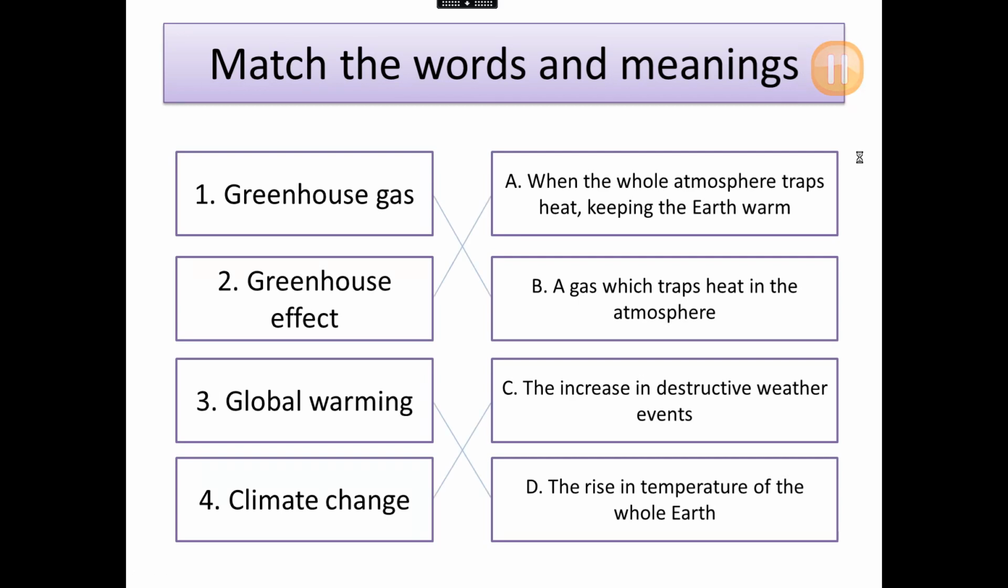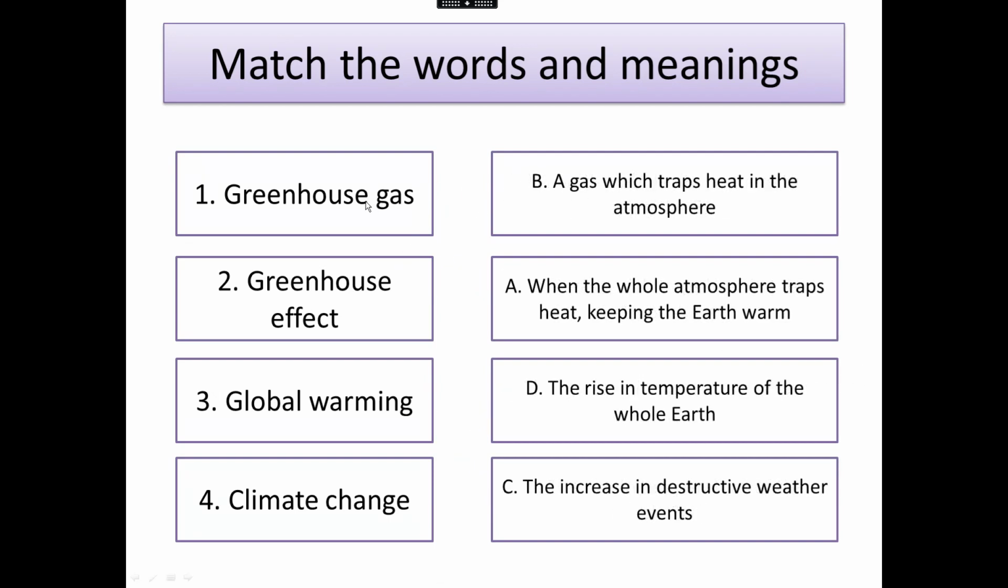Let's have a look. A greenhouse gas is a gas which traps heat in the atmosphere. The greenhouse effect is when the whole atmosphere traps heat, keeping the Earth warm. Global warming is the rise in temperature of the whole Earth. Climate change, which we're going to look at more closely in a future lesson, is the increase in destructive weather events, which is something that happens more when the Earth gets warmer.